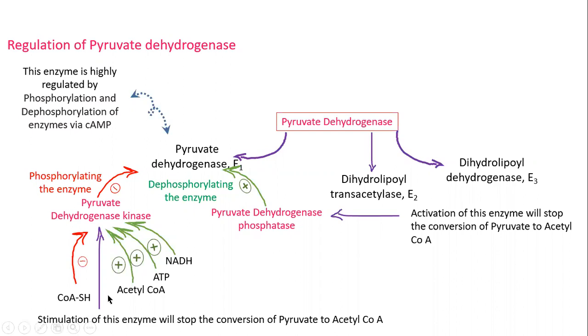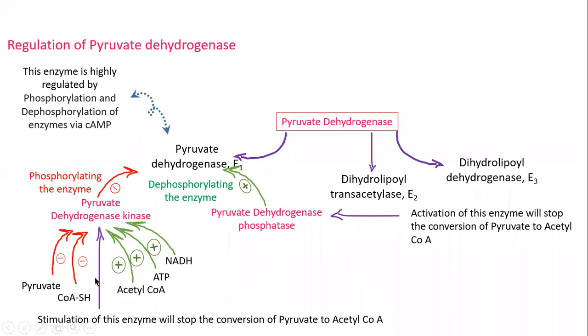For example, if there is a lot of coenzyme A, this will inhibit this enzyme. If this enzyme is inhibited, then E1 is stimulated. If PD kinase is inhibited, what happens? This will not phosphorylate E1. If E1 is not phosphorylated, then it will convert pyruvate into acetyl-CoA. So acetyl-CoA will be stimulating PD kinase, whereas coenzyme A will be inhibiting PD kinase.